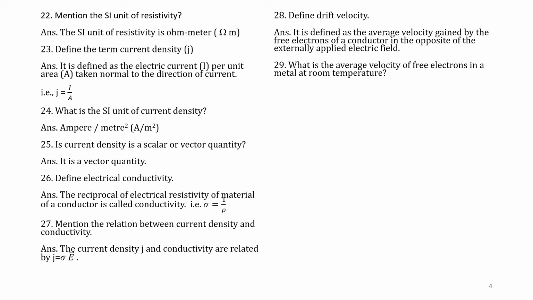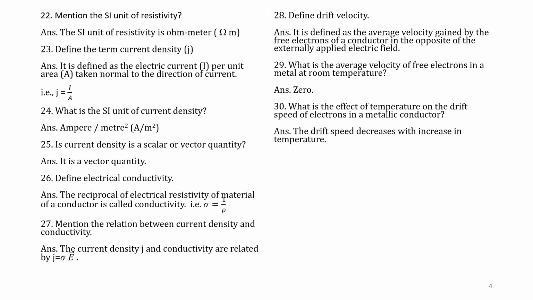Question number 29. What is the average velocity of free electrons in a metal at room temperature? The average velocity of free electrons in a metal at room temperature is 0. Question number 30. What is the effect of temperature on the drift speed of the electrons in a metallic conductor? The drift speed decreases with increase in temperature.